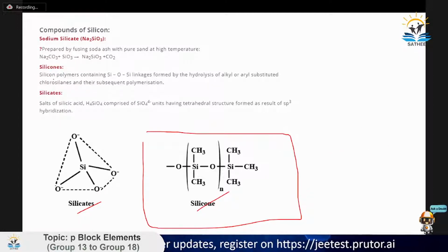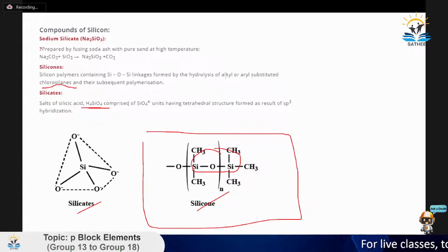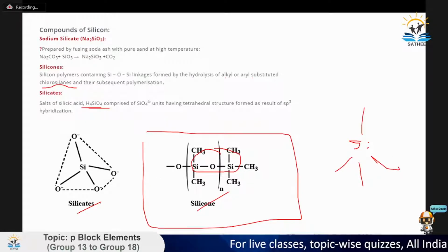Now, just see, silicon polymers contain the Si-O-Si linkage. So we can see this is an Si-O-Si linkage over here that is formed by the hydrolysis of alkyl or aryl substituted chlorosilanes. Okay. And silicates are basically salts of silicic acid, that is this one over here. It has an SiO4 tetrahedral structure, and that is why, because it is tetrahedral, you see it being like that. Okay.